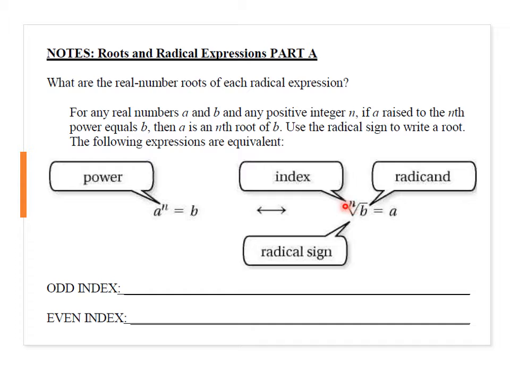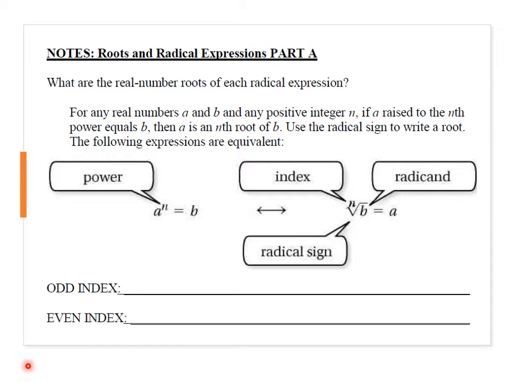Written as a radical, that's when you have the root symbol. The number on the outside is your index. The number on the inside is called your radicand. And then your radical symbol, obviously, is the little check house, whatever you want to call it.